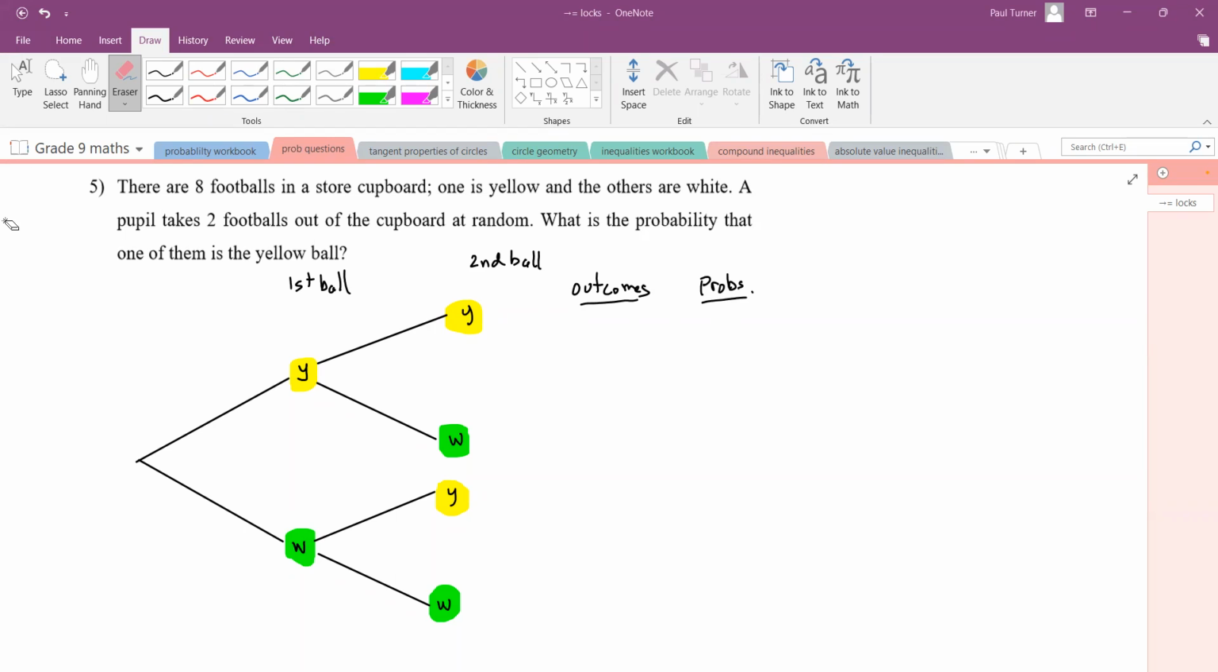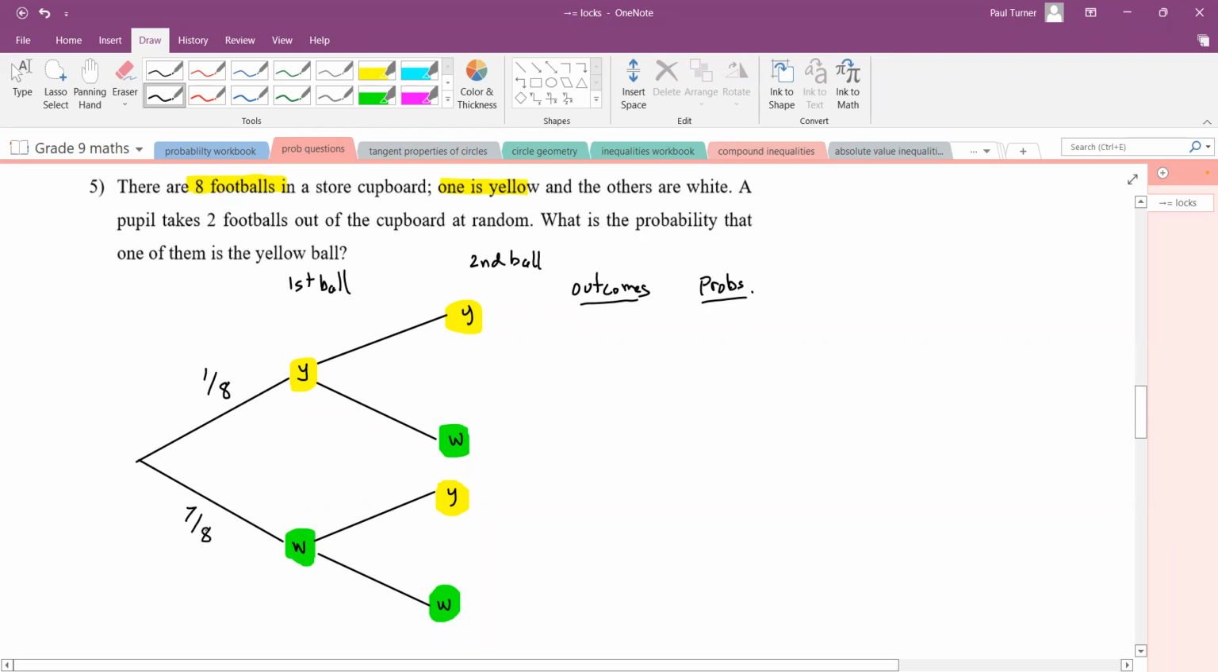So already I've set up my tree to represent this situation. We notice that we have 8 footballs in total. So this is our total number of balls, and one of them is yellow. So that means your probability of getting the yellow ball when you take the first one out is going to be 1 out of 8. Okay, and so that means there are 7 white balls in the cupboard. So that would be 7 out of 8 for white.